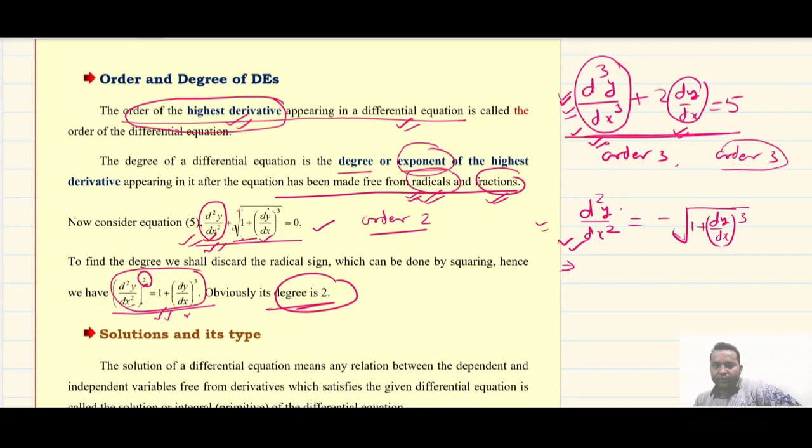So order is evaluated as the order of the highest derivative present in the given equation, and degree is evaluated as the power or exponent of the highest order differential coefficient present in the given equation, when we first transform the given equation into an equation in which there is no radical sign or fractional powers.